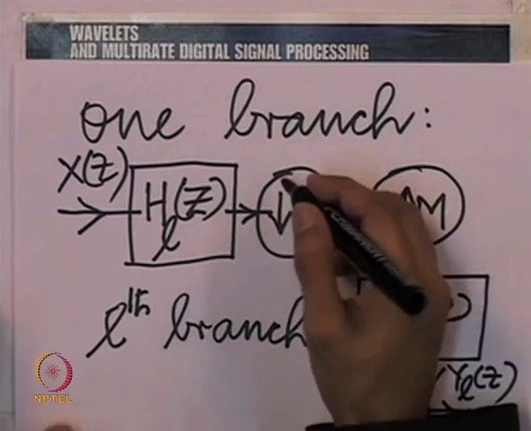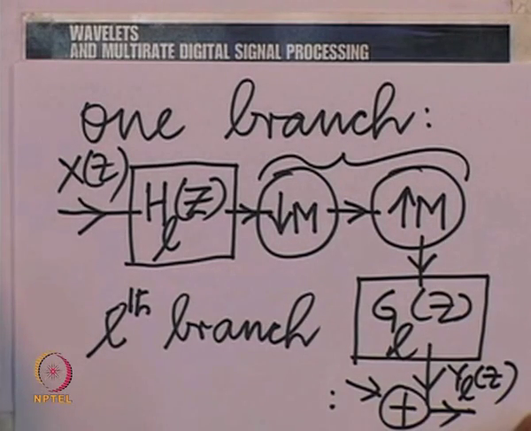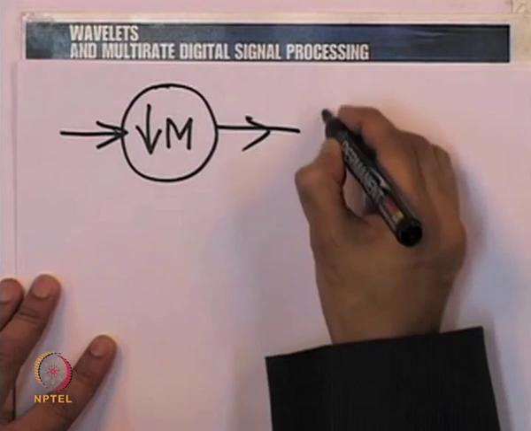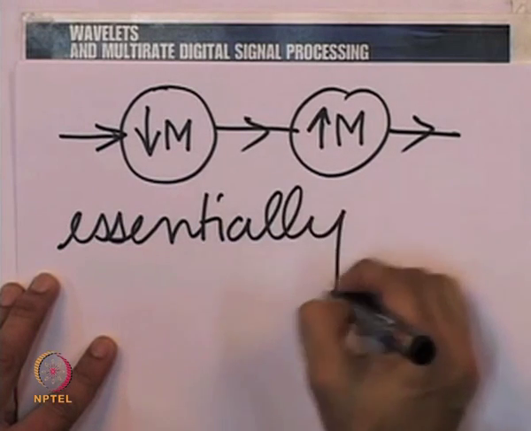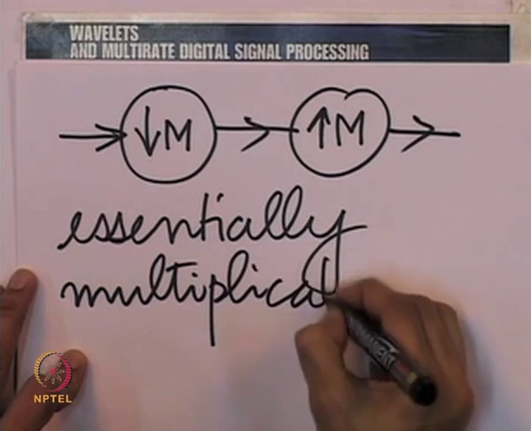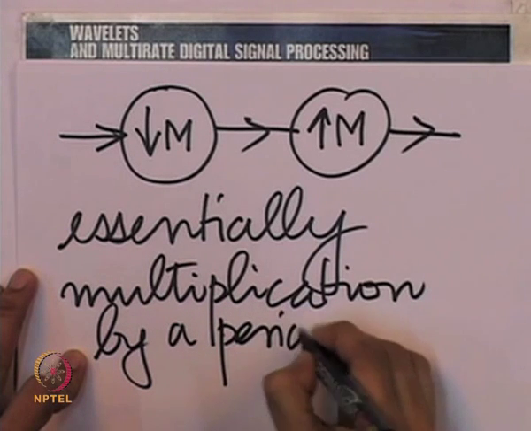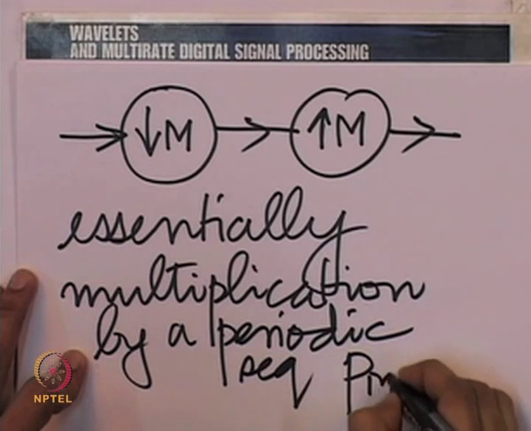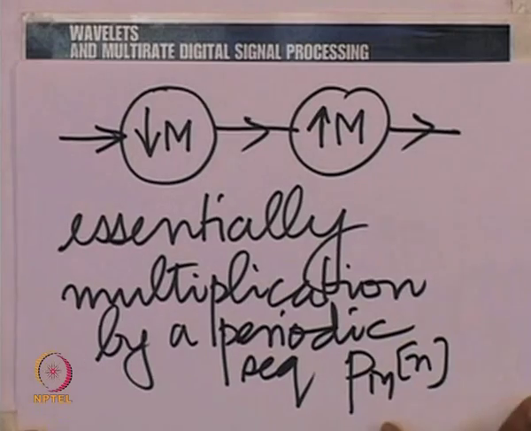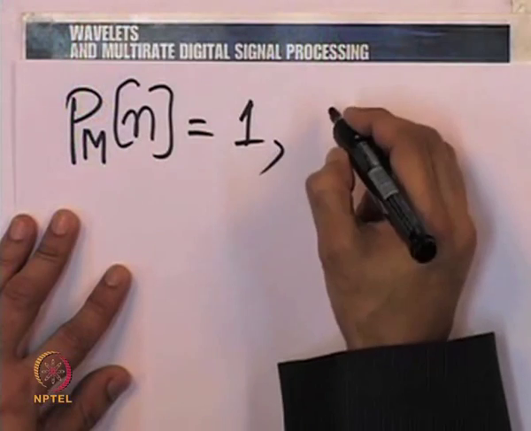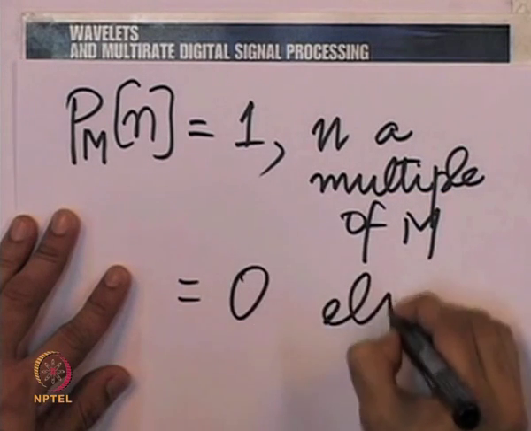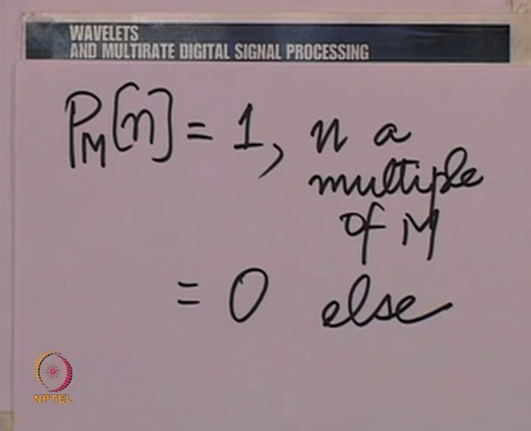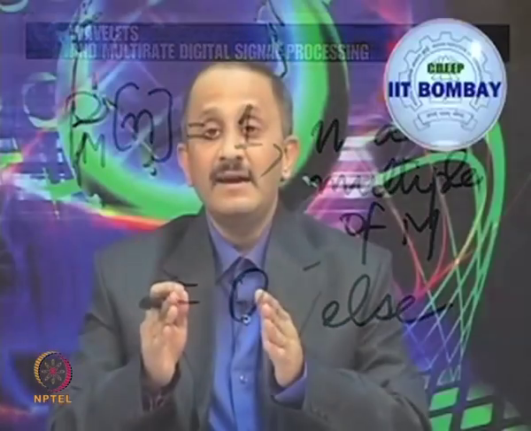Now, the idea behind the modulation paradigm is to look at the combination of these two operations here. Downsampling by m and upsampling by m, as we have noted even before, is essentially multiplication by a periodic sequence. Let us call it PMN. PMN is 1 whenever n is a multiple of m, and 0 else.